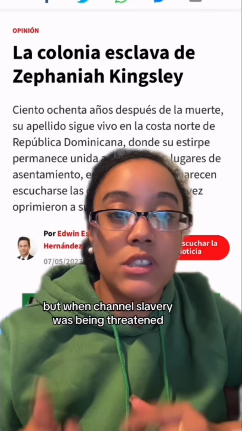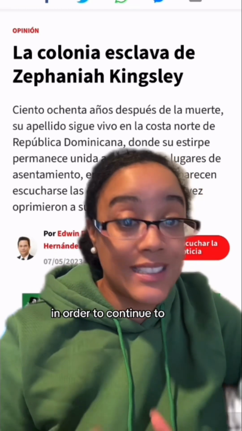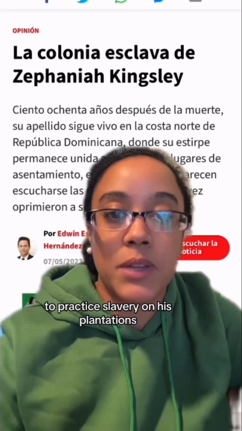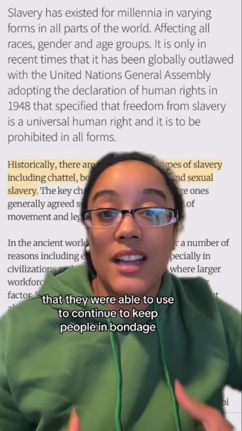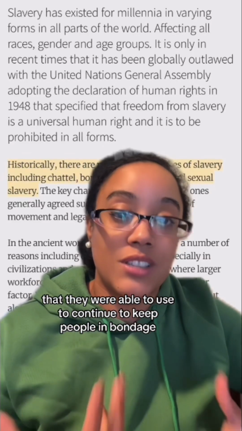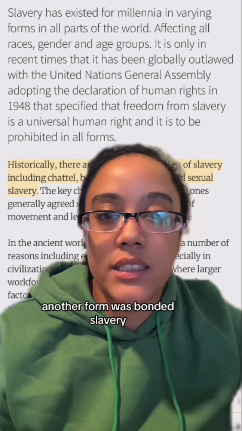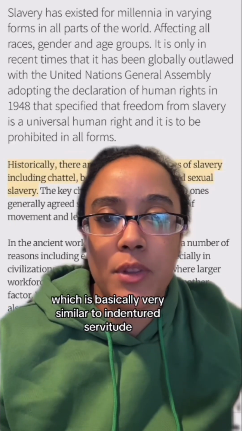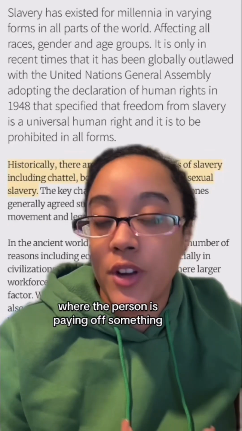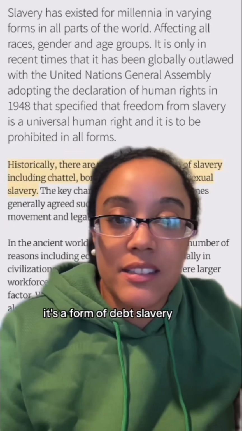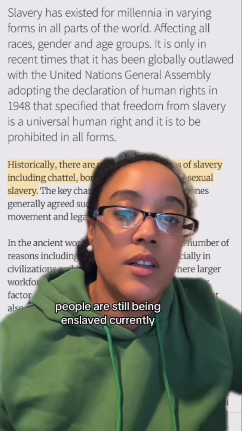But when chattel slavery was being threatened, he used indentured slavery in order to continue to practice slavery on his plantations. The point being that there were so many different forms of slavery that they were able to use to continue to keep people in bondage. Another form was bonded slavery, which is basically very similar to indentured servitude, where the person is paying off something. It's a form of debt slavery. This continues to this day. People are still being enslaved.